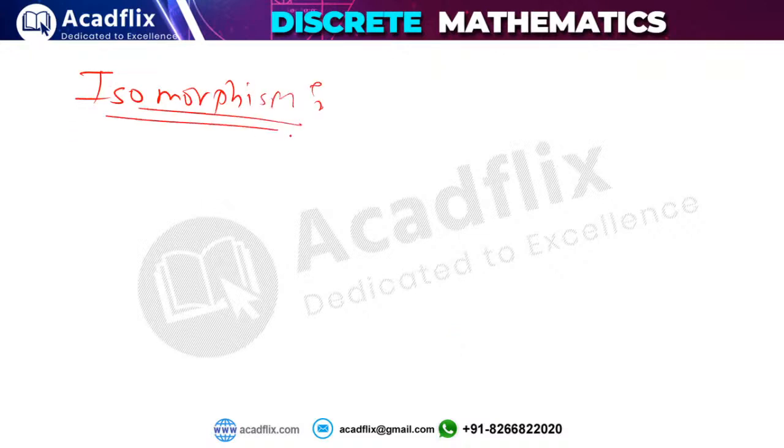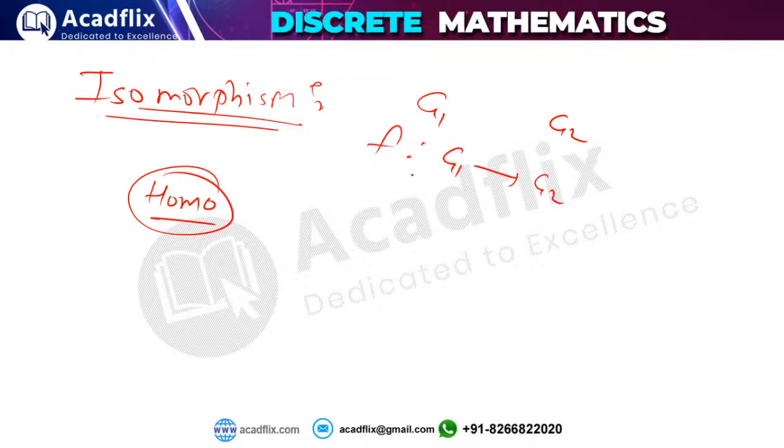Let's see this concept, isomorphism. If you have two groups G1, G2, first of all, what is homomorphism? Let's understand homomorphism. Homomorphism is like this. If you have a function from G1 to G2, this function is a homomorphism.